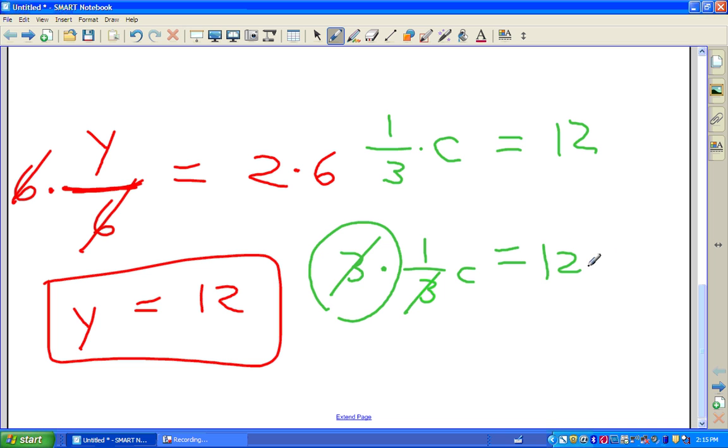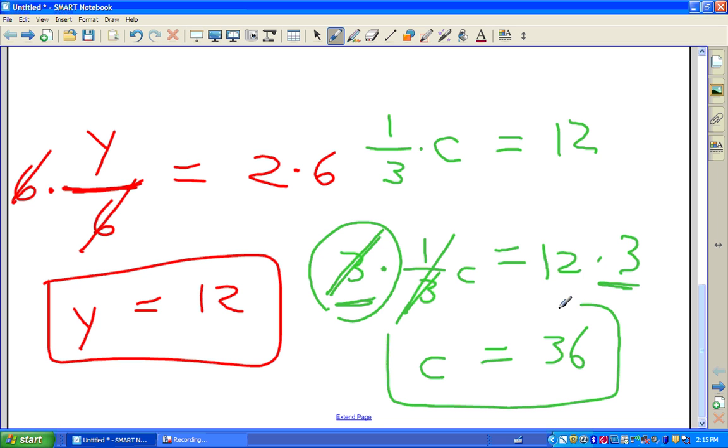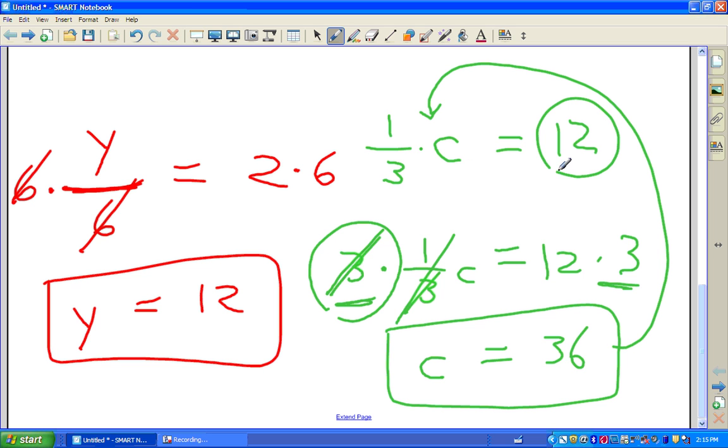I have to do the same on this side. So if I multiplied by 3 on the left, I have to multiply by 3 on the right. This 3 cancels the 1/3, as I said earlier, leaving just c. My variable is isolated. 12 times 3 is 36, and I'm done. There we go. Let's test it. Plug 36 in for c up here. Okay, 36 divided by 3 is 12. 12 is 12. It works.